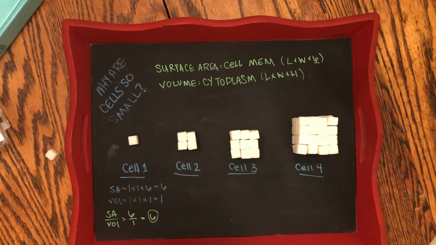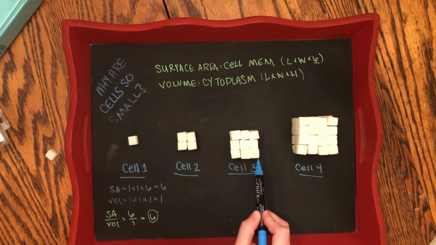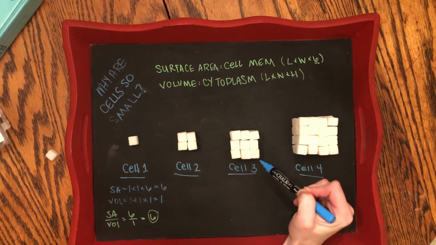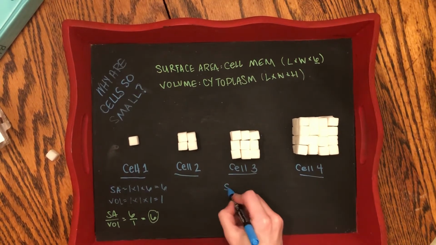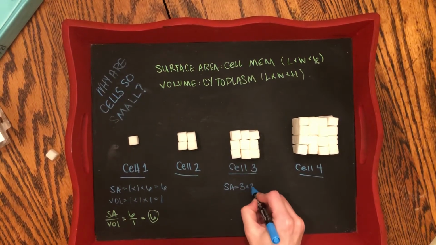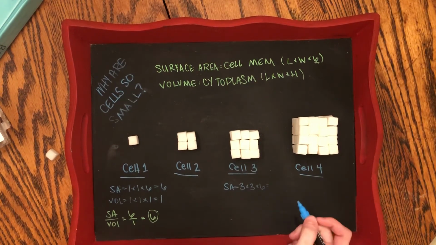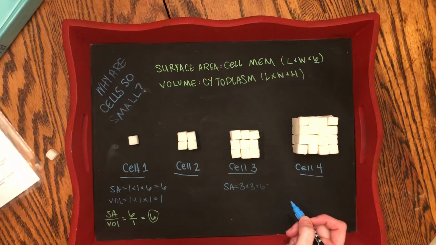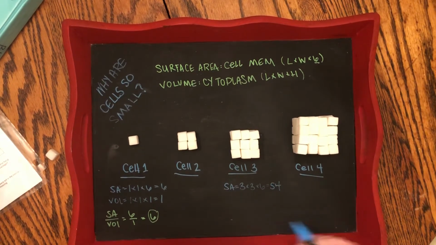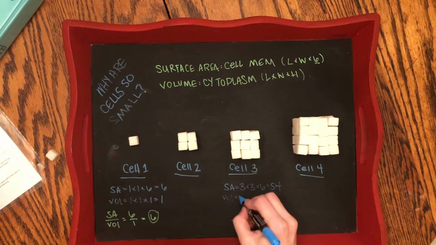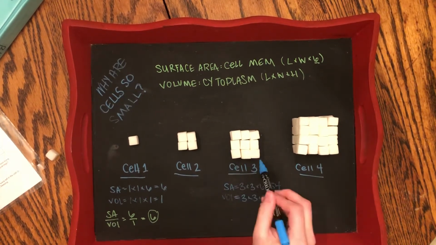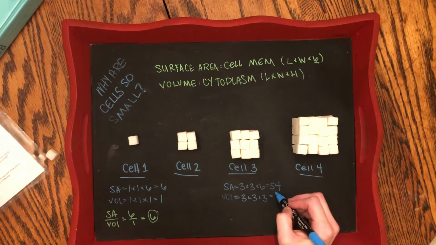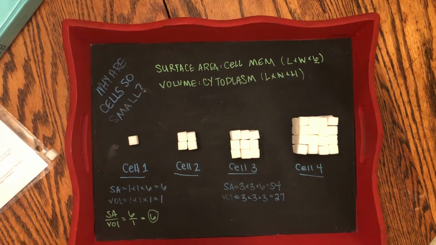Okay, now cell 3, again, is made up of 3 sugar cubes wide, 3 sugar cubes long, and then 3 sugar cubes deep. So to calculate surface area, you're going to take 3 times 3 times 6, and that is going to give you 54. Then for the volume of cell 3, you're going to take length times width times height. Again, that's 3 by 3 by 3. And that's going to give you a volume of 27 centimeters cubed.